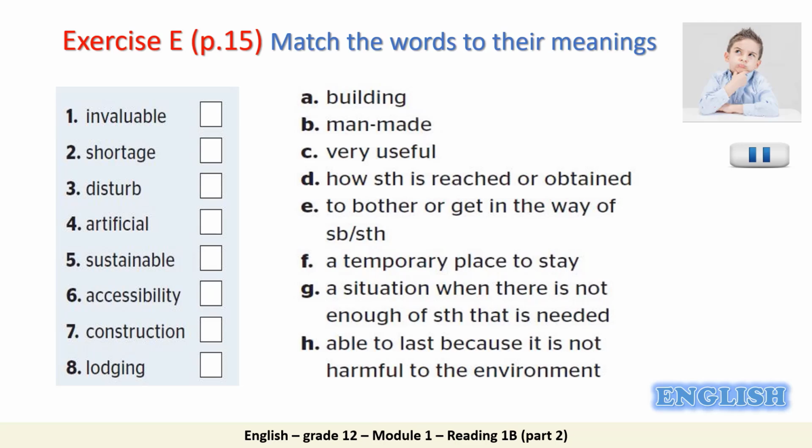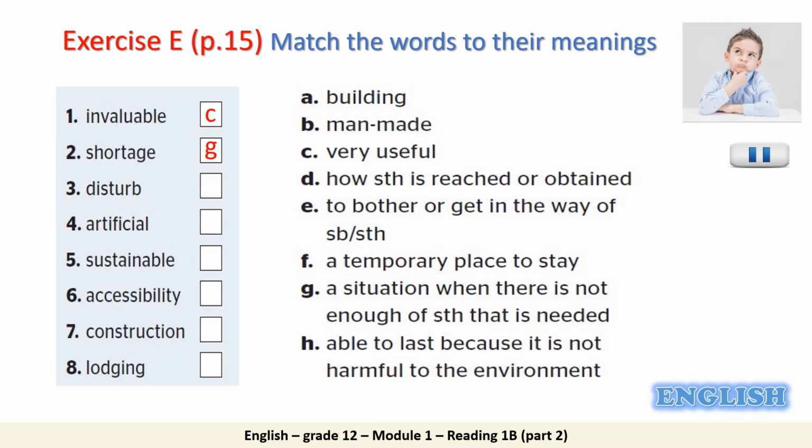Now let's check our answers. Number 1, invaluable, means C, very useful. In text A, the igloo building was an invaluable skill for my ancestors. Number 2, shortage, G, very good, a situation when there is not enough of something that is needed. In the same text A, there is certainly no shortage, means there is certainly plenty of snow.